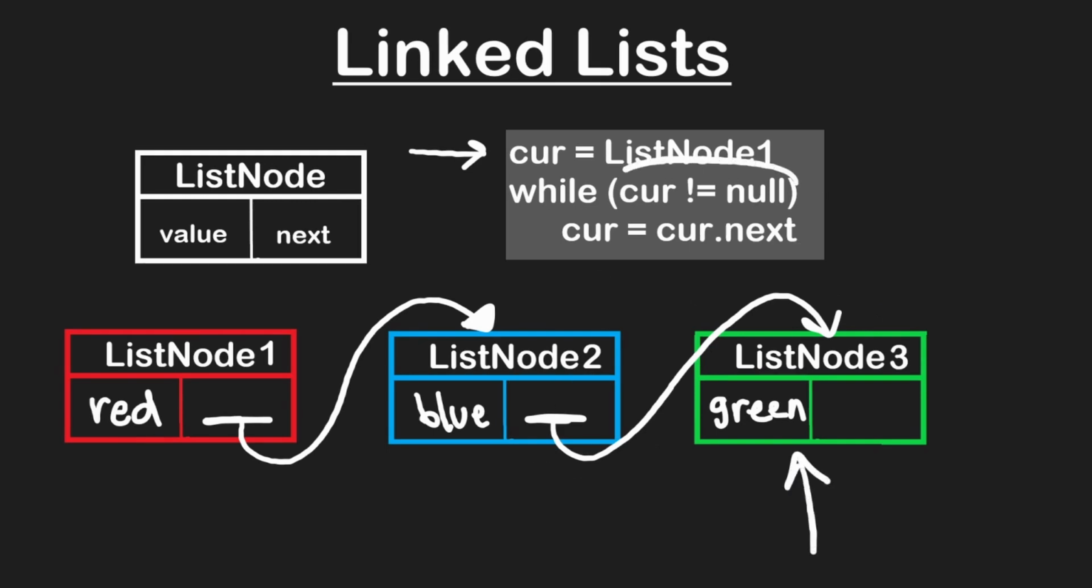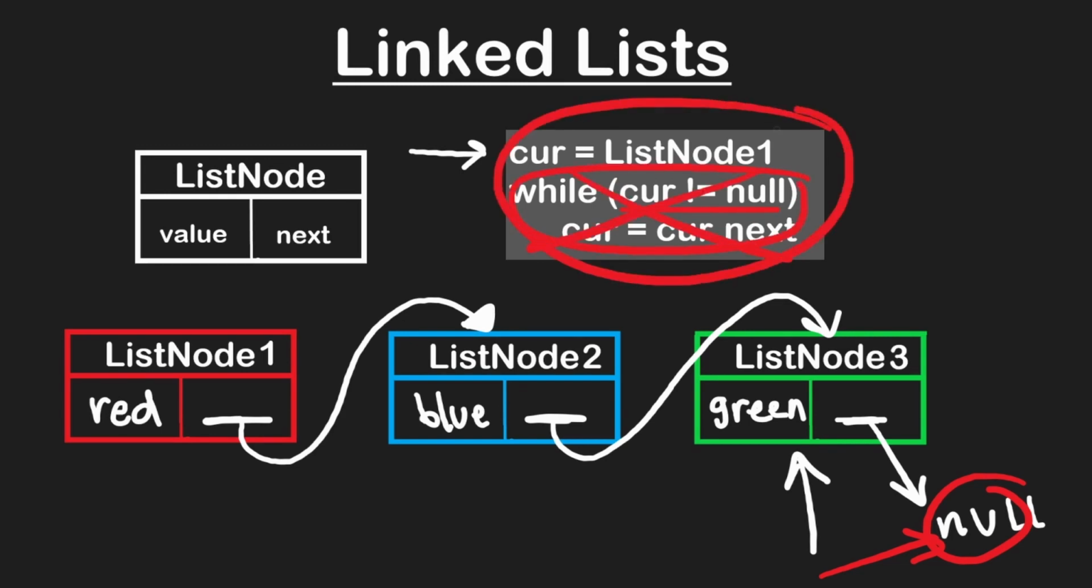We're going to again check the condition. It's still not equal to null. So now we're going to follow the next pointer again, which in this case is pointing at null. It's not pointing at any other node. So now our current pointer is going to be set to null, and then we're going to execute the conditional. And in this case, it's going to be false. So we're going to no longer execute the while loop, and we're done with that piece of code.